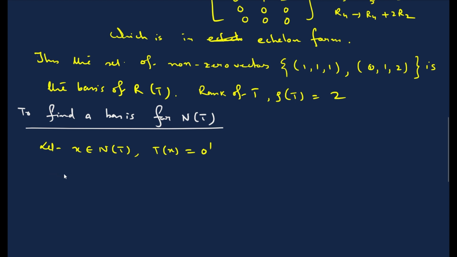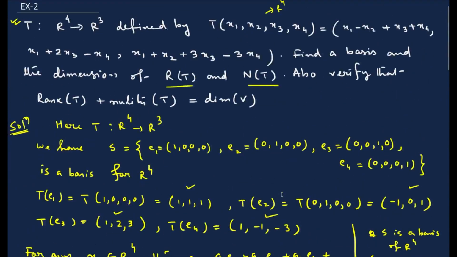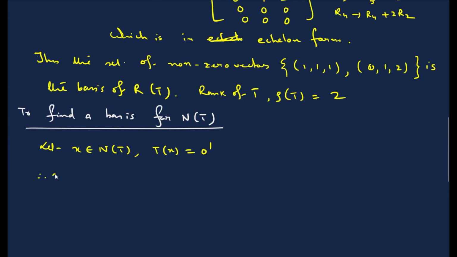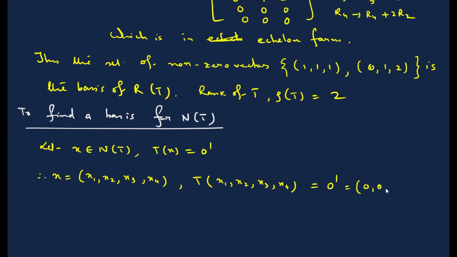Suppose this particular x is from the null space. The null space is a subset of the domain. So our domain is R to the power 4. So our x will be 4 dimensional: x1, x2, x3 and x4. And T of this 4 dimensional element x1, x2, x3, x4 will be 0 dash. Our 0 dash is the zero element of the codomain. Our codomain is R cube, so 3 elements will be there.